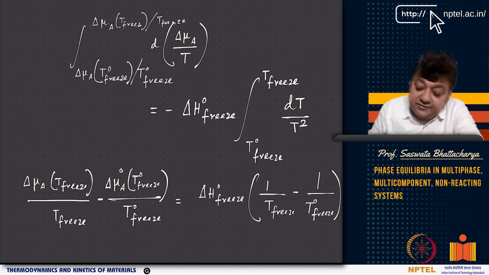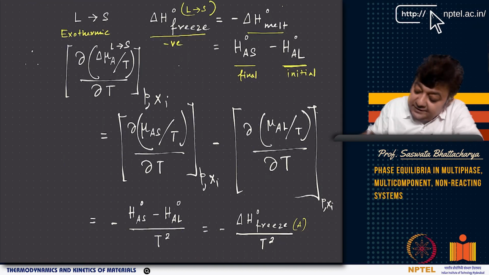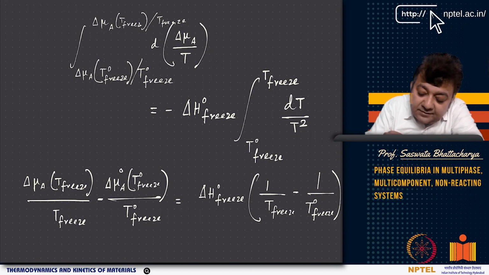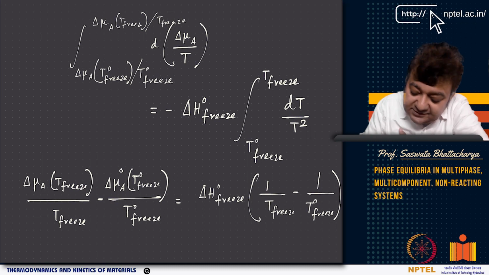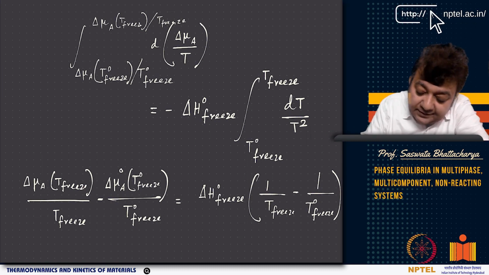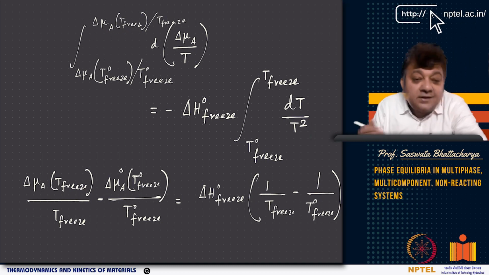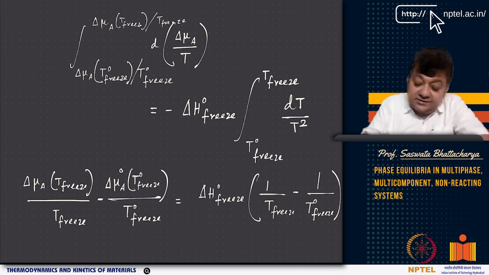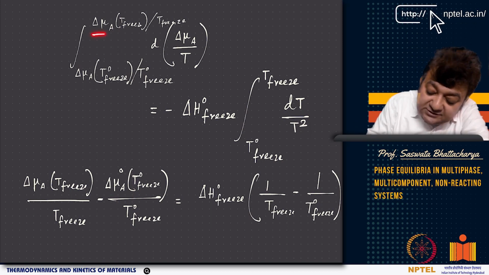Now, if you look at this equation, you can integrate it. You have delta mu A at T0 freeze, and delta mu at T freeze. Now you see the difference. In one case you are looking at the relative change of the potential of component A, which is in the solution. So this is the solution state. T freeze is the new freezing point of the solution, and this is at T0 freeze.